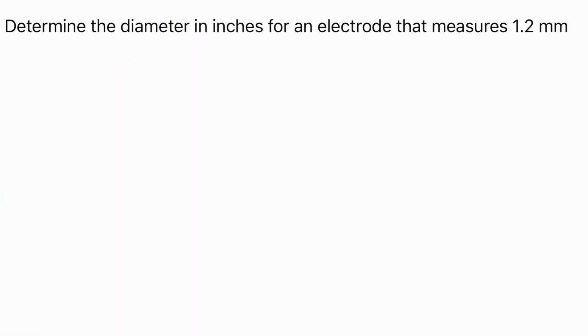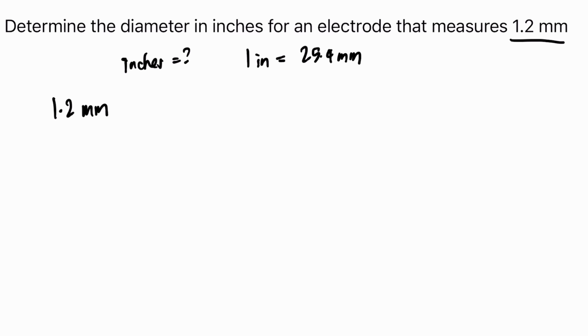For our first example, determine the diameter in inches for an electrode that measures 1.2 mm. You just need to convert this 1.2 mm into inches. You just need to multiply this by a conversion factor using the chart that I've shown earlier. If you don't remember that chart, you just need to remember this: 1 inch is equal to 25.4 millimeters. So 1.2 mm, you just divide that by 25.4 mm.